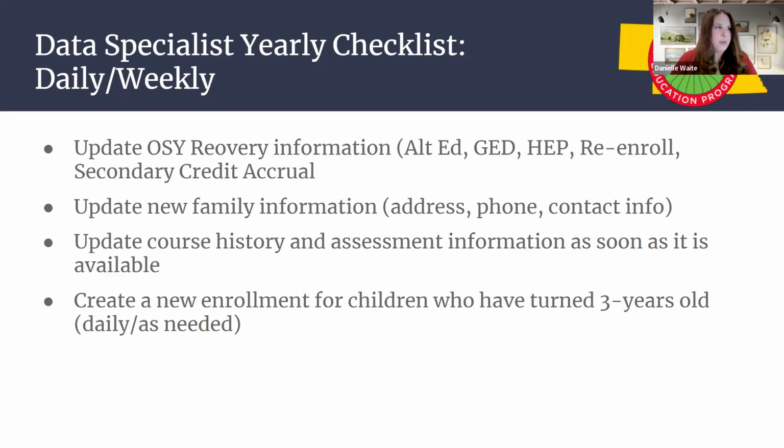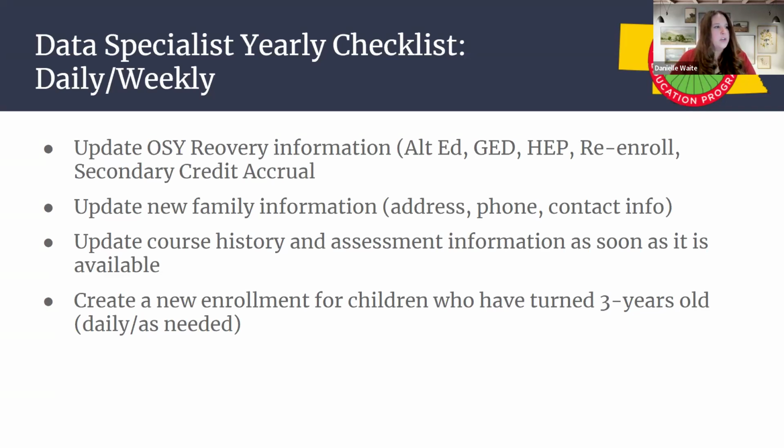Same with new family information. If the family has a new address, obviously if they qualify for a new COE, that's a whole different situation. But say the family moves to another apartment or just down the street or something, make sure you update their address, phone number, contact information. And then course history and assessment information, as soon as it's available, we have that in the daily and weekly. But I'll also talk more about that in some of our monthly when there are good times to check on that.